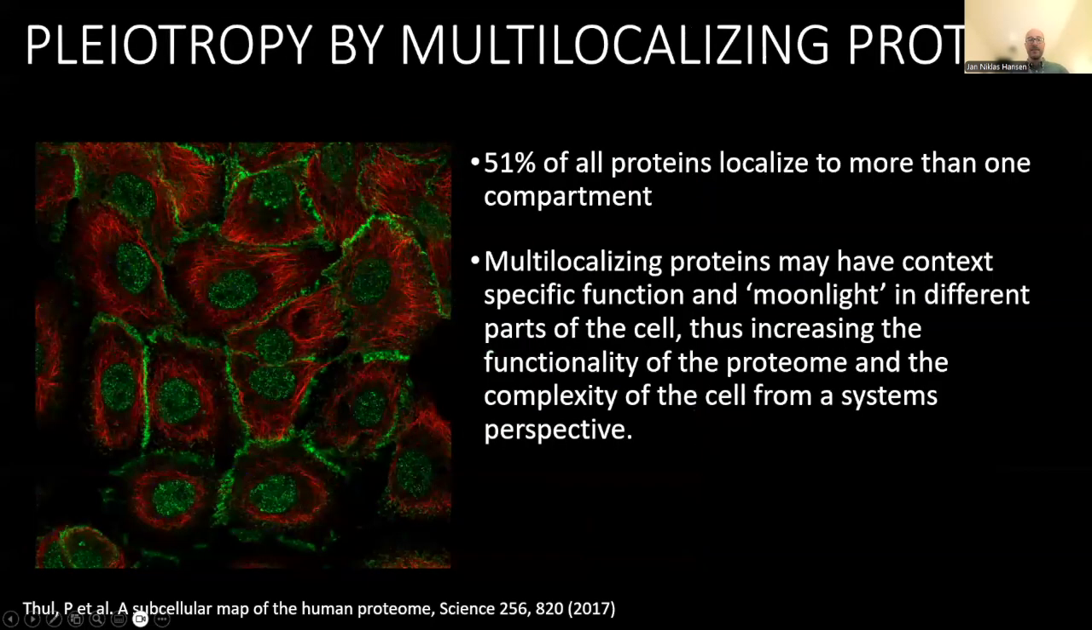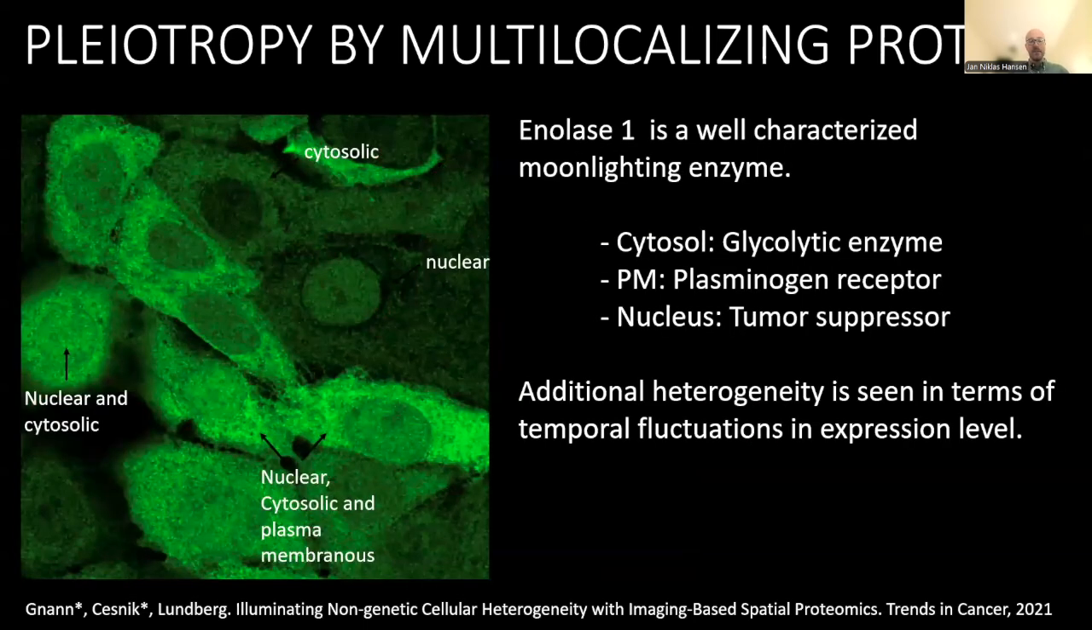So the interesting part is that the phenomenon that I just described, like multilocalization and pleiotropy, is quite common. So over 50% of all proteins localize to more than one subcellular compartment. And they have been described in the context of moonlighting. So what does moonlighting mean? Here we have a very good example for moonlighting. This is enolase 1, and it has different functions in different subcellular compartments. It's a glycolytic enzyme in the cytosol, plasminogen receptor on the plasma membrane, and the tumor suppressor in the nucleus.